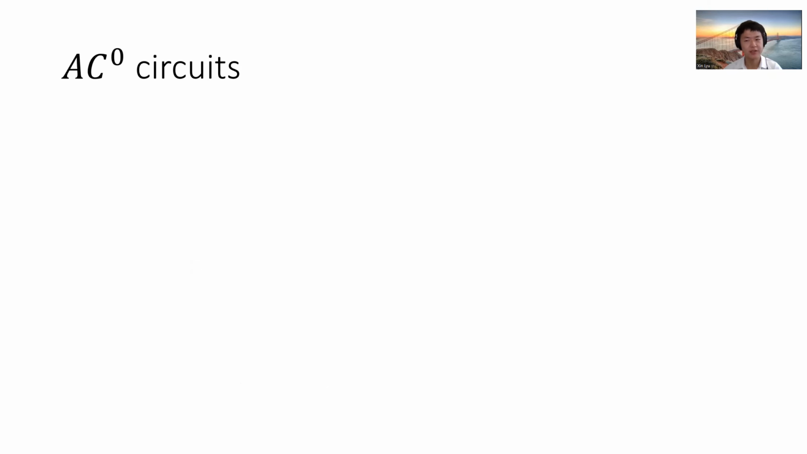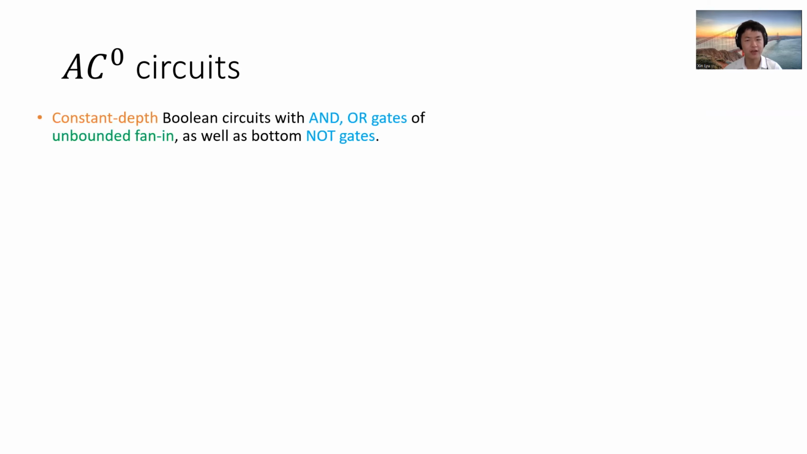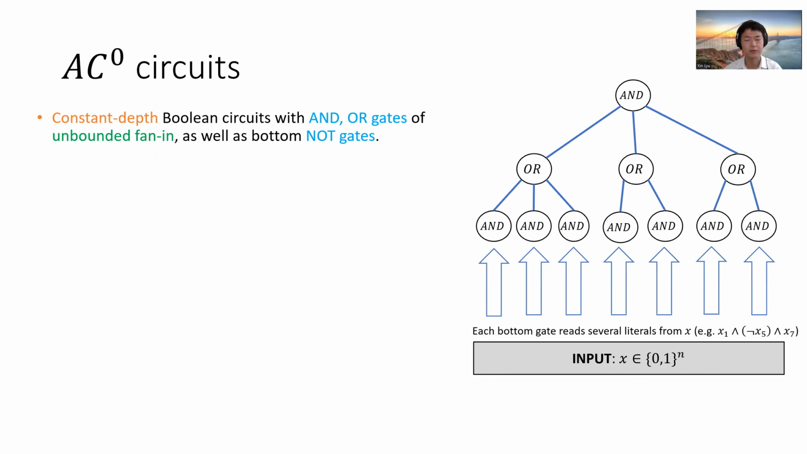We start by defining AC0 circuits. They are constant depth Boolean circuits with AND OR gates of unbounded fan-in, as well as bottom NOT gates. Here shows a typical example, where each bottom gate has several literals from X. For example, it can be X1 and not X5 and X7.